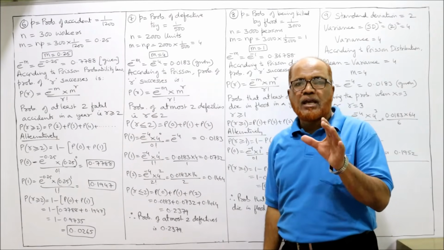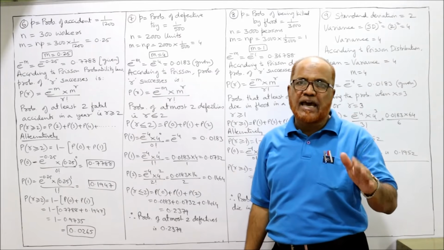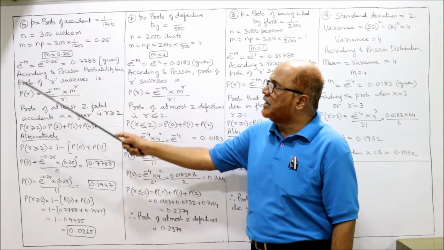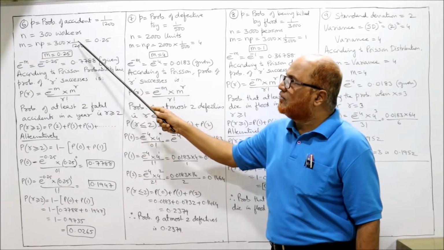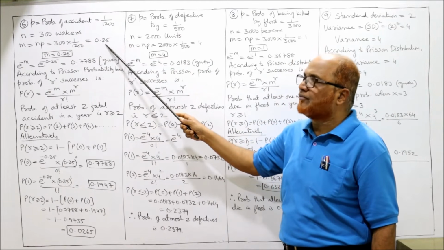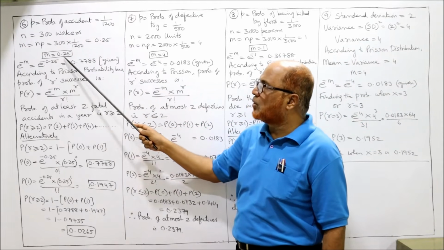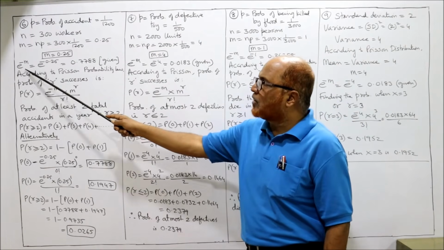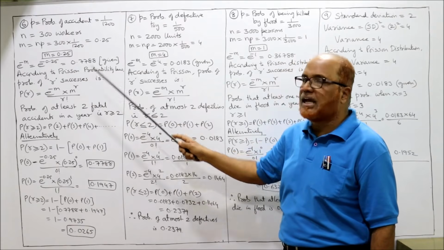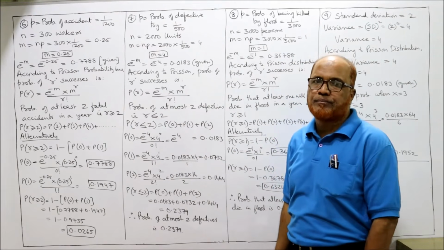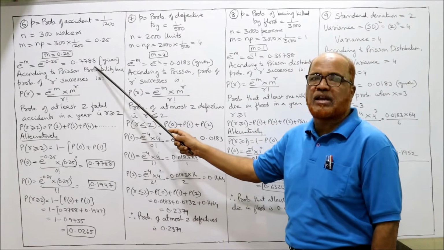The main parameter in Poisson distribution is m, and m is n into p. n is 300, p is 1 by 1200. So 300 divided by 1200 you will get 0.25. So we got the value of m is equal to 0.25. Now e to the power of minus 0.25 is 0.7788, given in the problem itself.